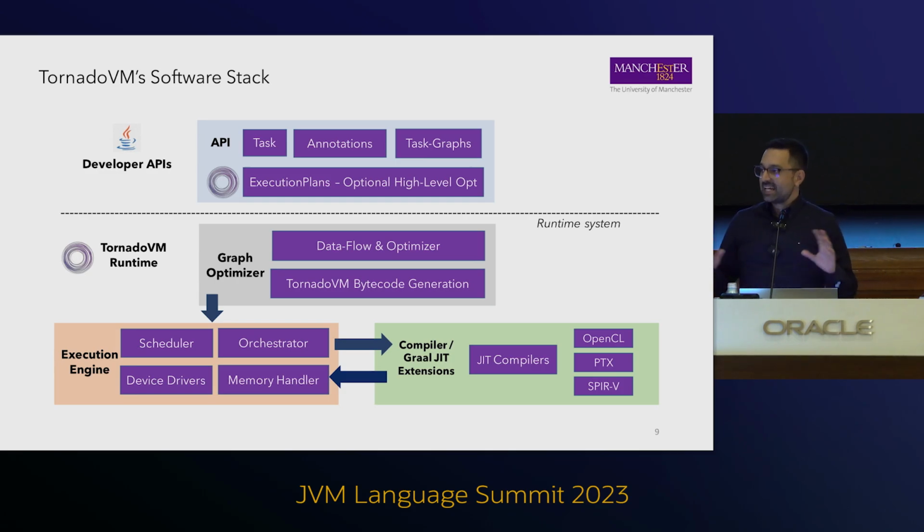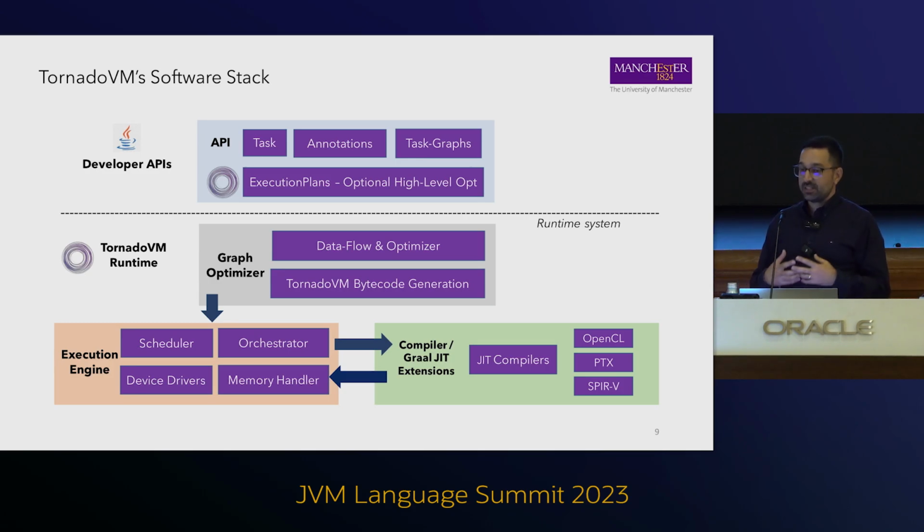Our component is a task. A task means a method to offload on the accelerator, on the GPU, on the FPGA, on the RISC-V accelerator, etc. We can create a group of tasks together that are going to be compiled in the same compilation unit and sent to the same device. And that's what we call a task graph. Around that, we build a task graph API.